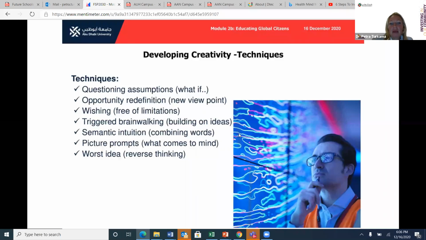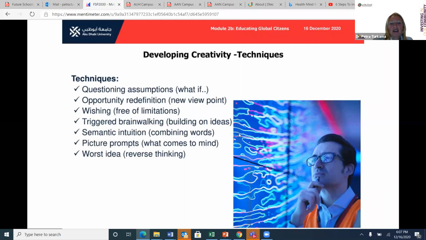Opportunity redefinition, making a new viewpoint on things. So thinking about things from a different perspective. We usually get fixated on our own viewpoint, but look at it from other people's perspective. Especially in a student-teacher relationship, or as a parent, you have to look at things from the parent's perspective. How does the teacher see it? And maybe see why we see this differently. Wishing, just saying, I wish. If you could wish anything without limitations, you might come up with some ideas that actually could be implementable at the school level.